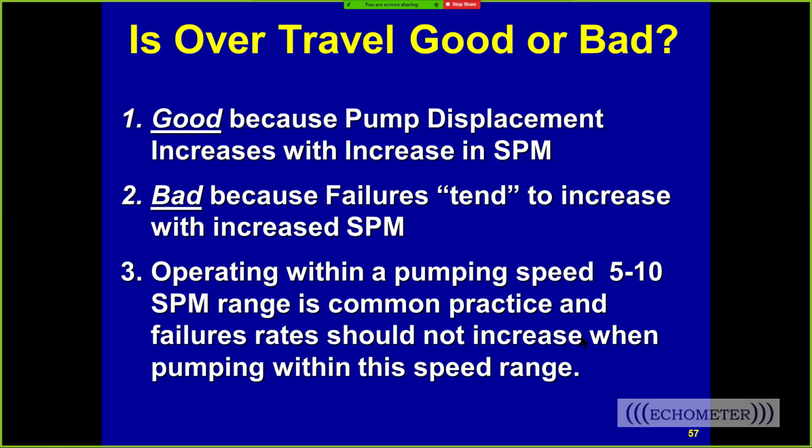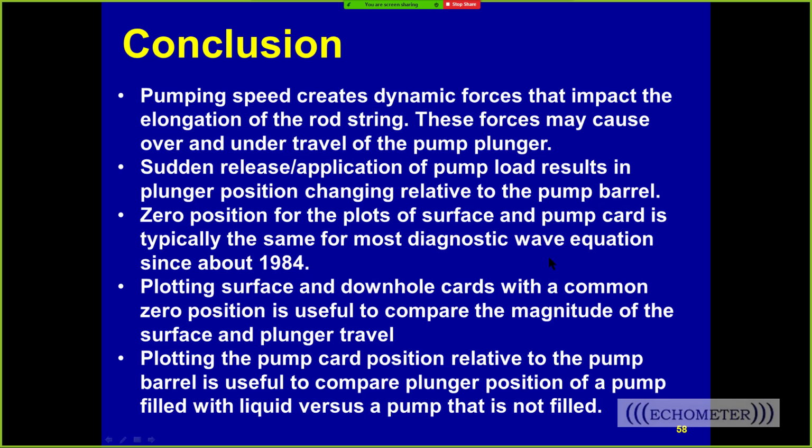So, is long and slow good, or is short and fast good? Well, as long as you have a pump that's filled with liquid and you stay within some limits, then they're okay. There's no difference between long and slow or short and fast. And typically we're talking about operating in a range between 5 and 10 strokes a minute.